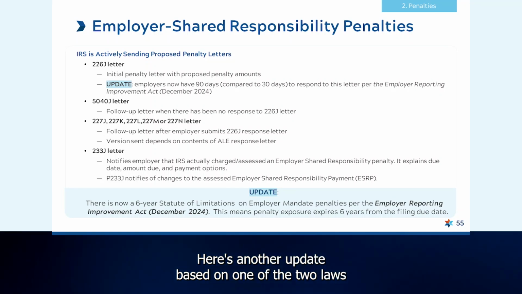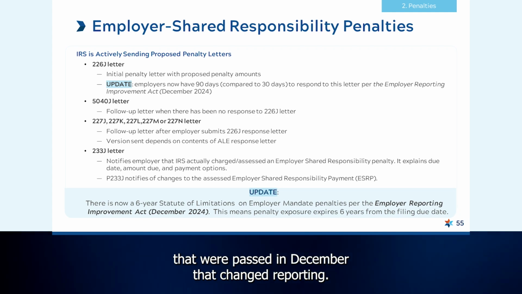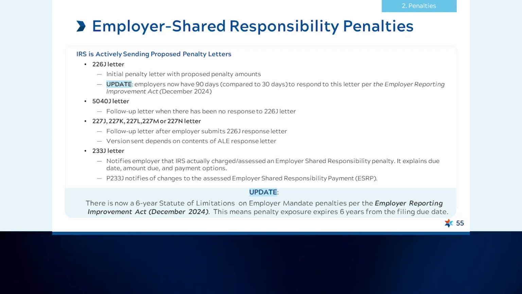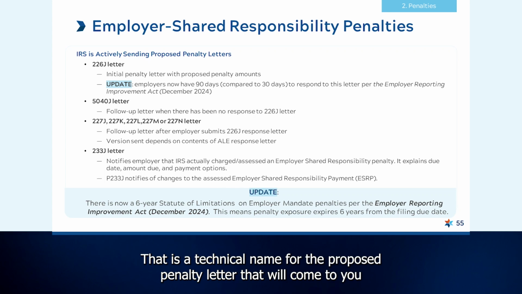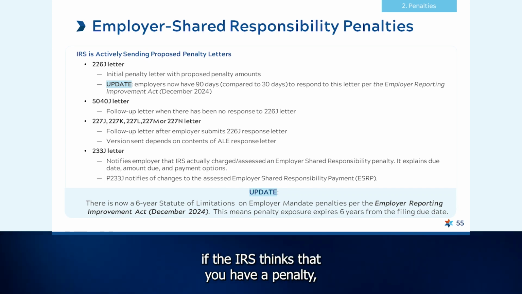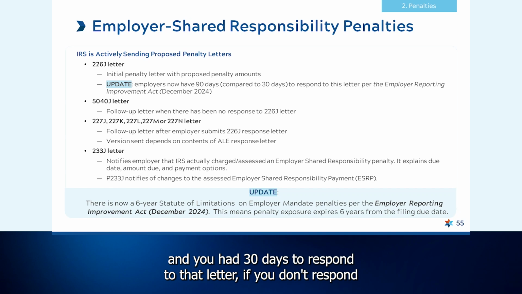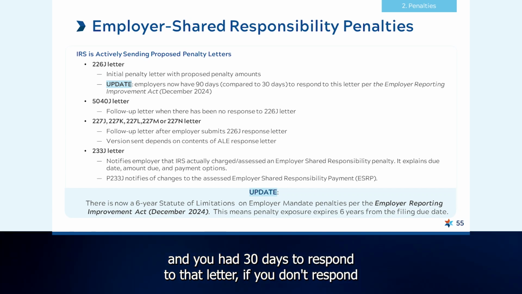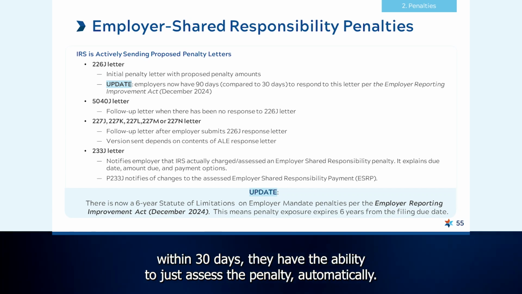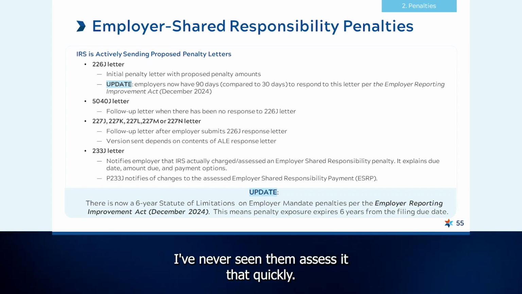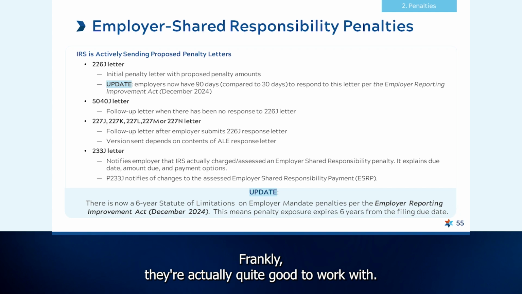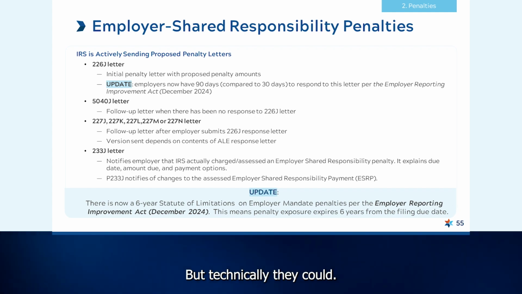Here's another update based on one of the two laws that were passed in December that changed reporting. Under the 226J letter, that is a technical name for the proposed penalty letter that will come to you if the IRS thinks that you have a penalty based on the employer mandate, not on reporting, you had 30 days to respond to that letter. If you don't respond within 30 days, they have the ability to just assess the penalty automatically. I've never seen them assess it that quickly.